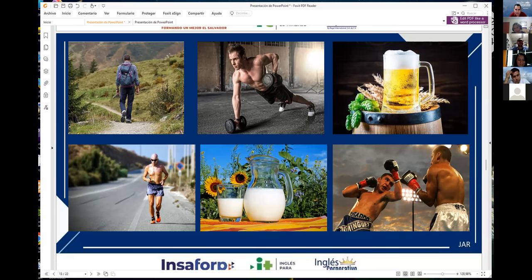Because with dumbbells is nice, okay? Because your muscles grow faster with dumbbells. But if you don't have any, no problem, right? Okay, excellent. Let's see.